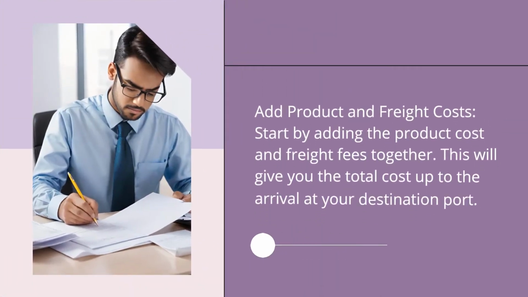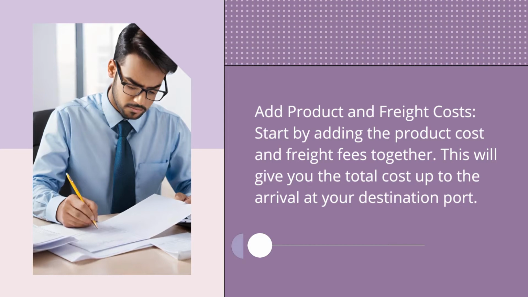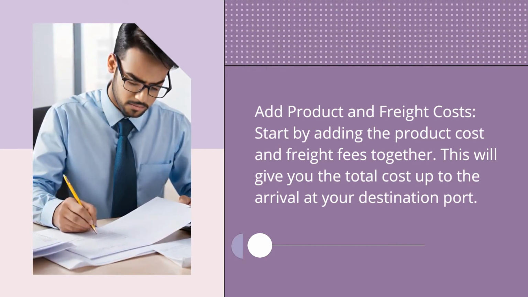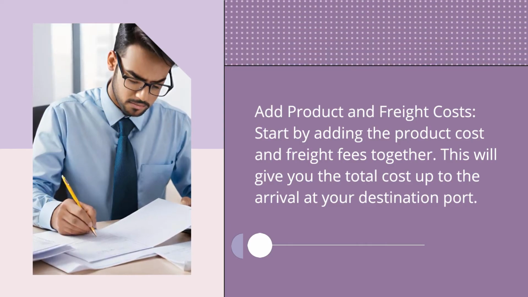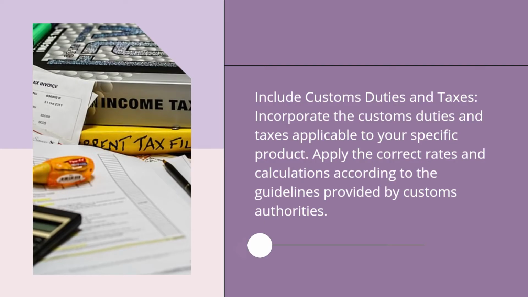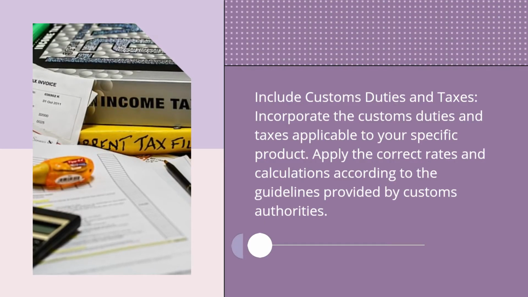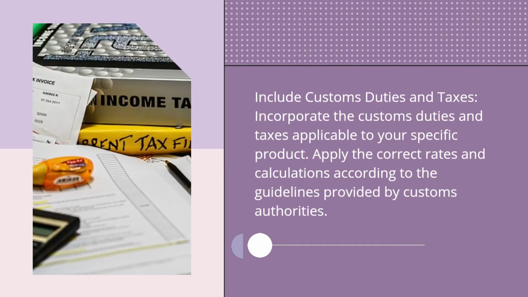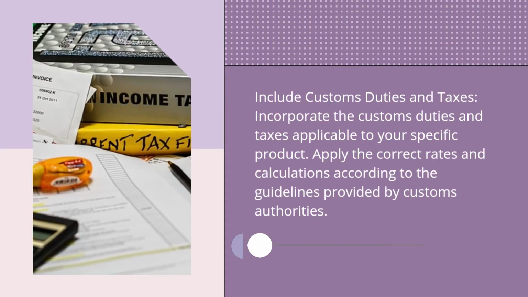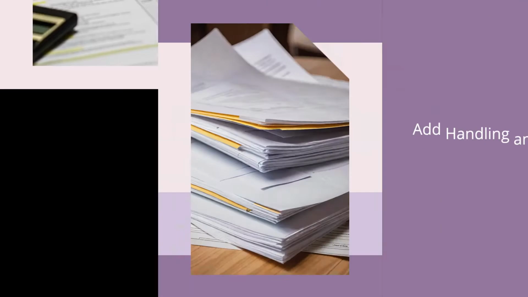Add product and freight costs. Start by adding the product cost and freight fees together. This will give you the total cost up to the arrival at your destination port. Include customs duties and taxes. Incorporate the customs duties and taxes applicable to your specific product. Apply the correct rates and calculations according to the guidelines provided by customs authorities.